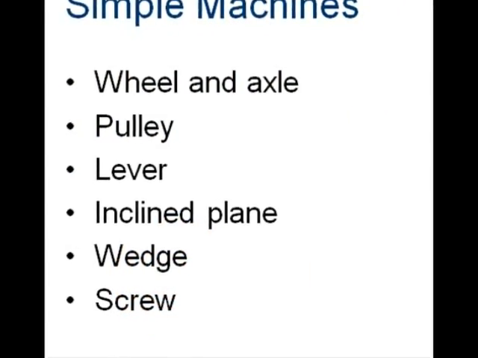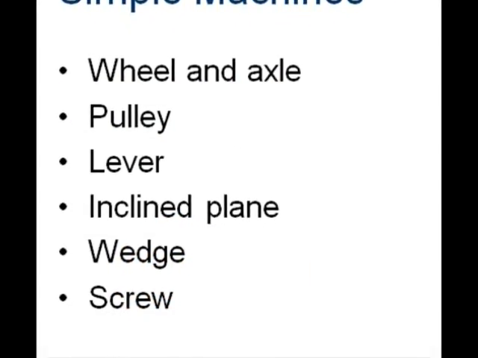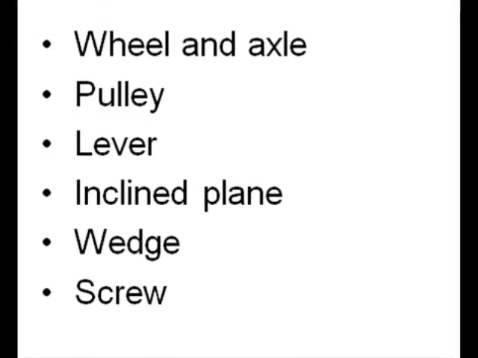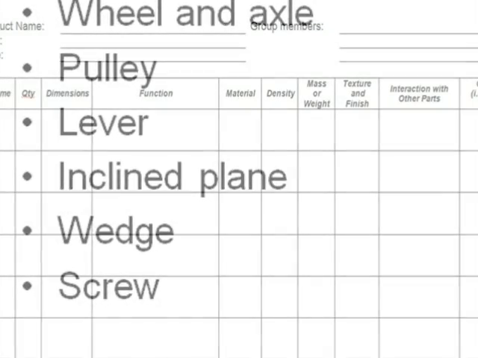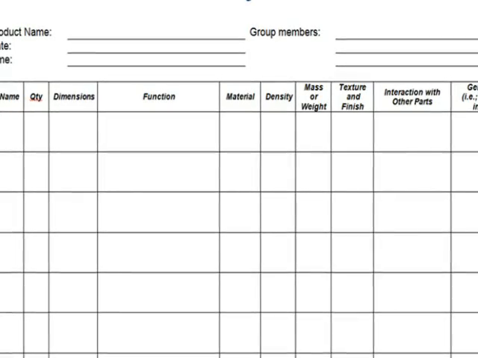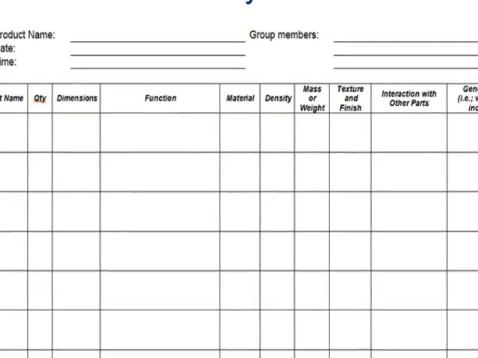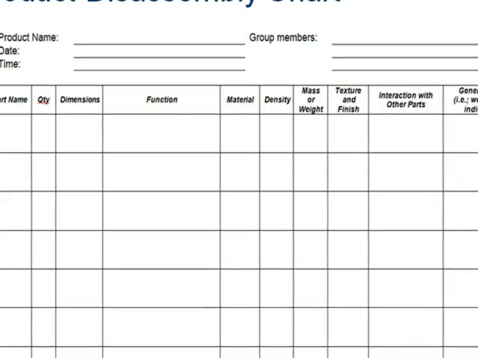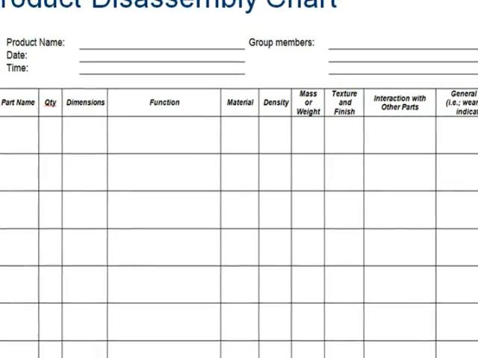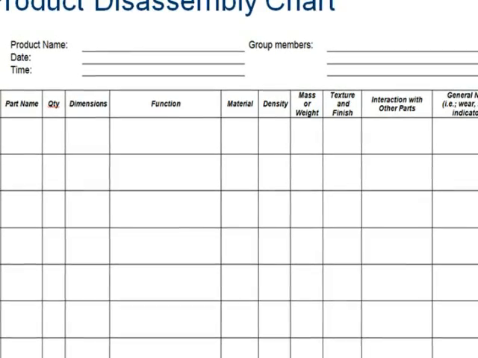This is simple machines. There are 6 different types of simple machines: wheel and axle, pulley, lever, inclined plane, wedge, and screw. This is a product disassembly chart. There are several different things listed to tell what each part does and what it is and how many there are and the weight and many more different things.